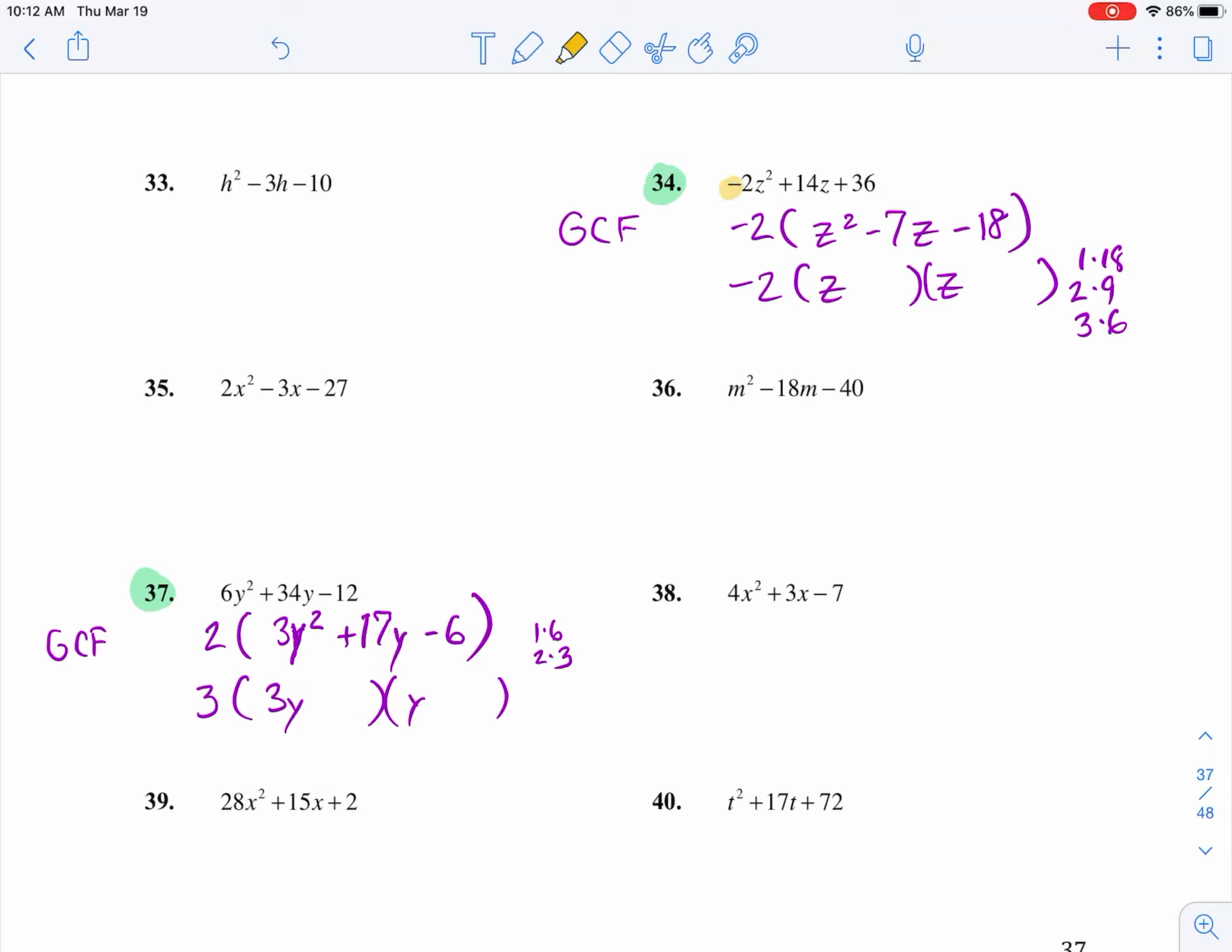I don't appreciate that. So number 34, another negative lead term. I'm going to take out a negative 2 as my GCF. Once we do that, it becomes easier. I can use my shortcut of minus 9 and plus 2.